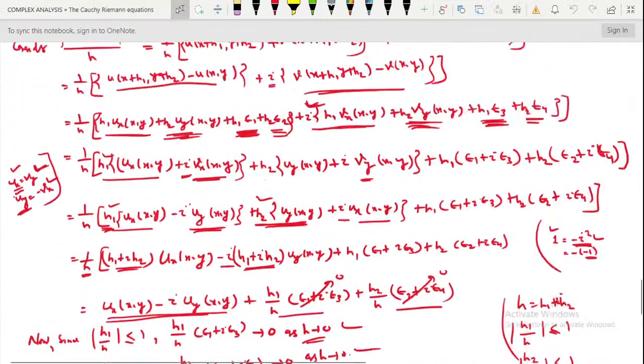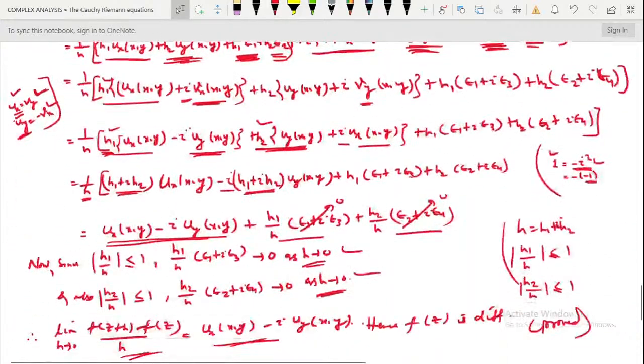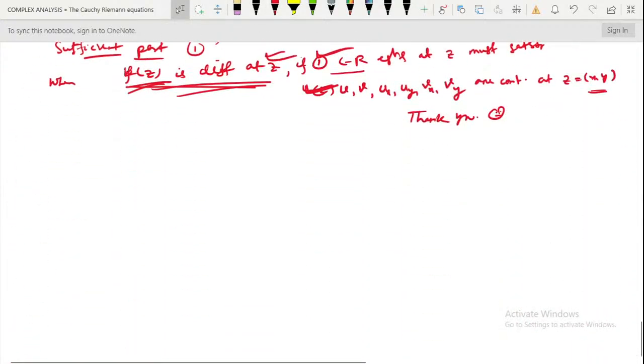So, in my last class, I already told you the theorem which is related to the sufficient condition for differentiability. So now we'll come to an example. This is lecture 2. Now consider an example which is related to this sufficient part of differentiability.